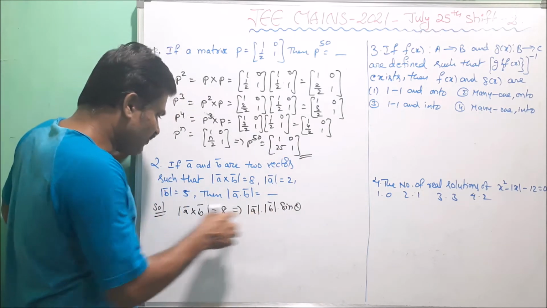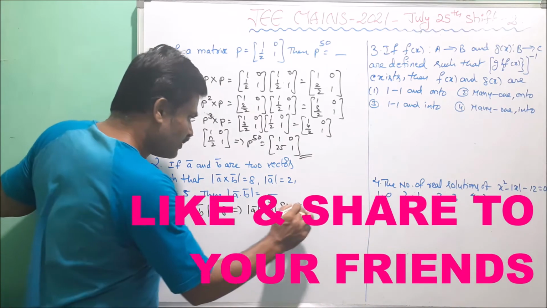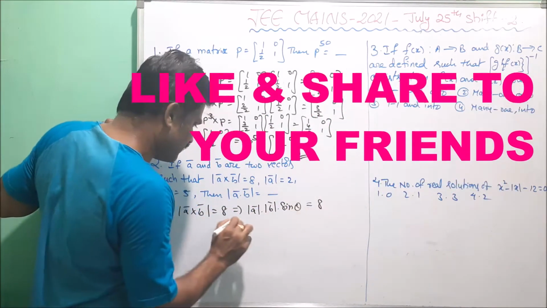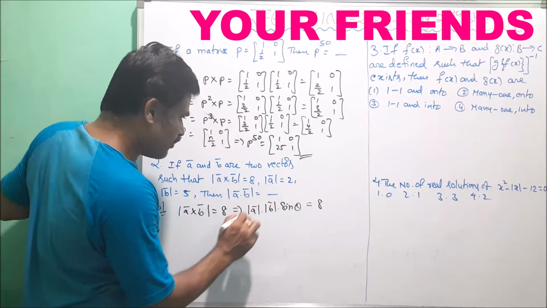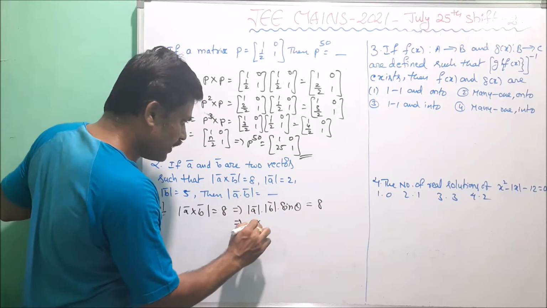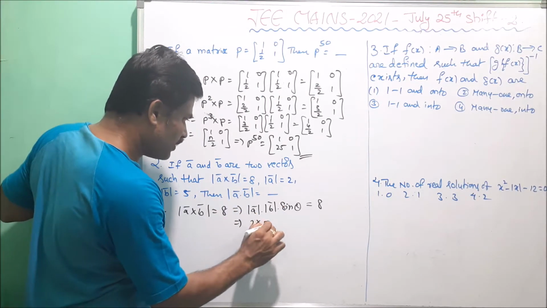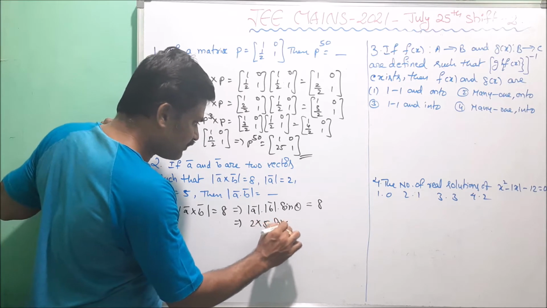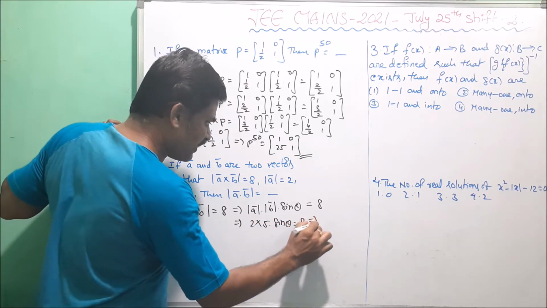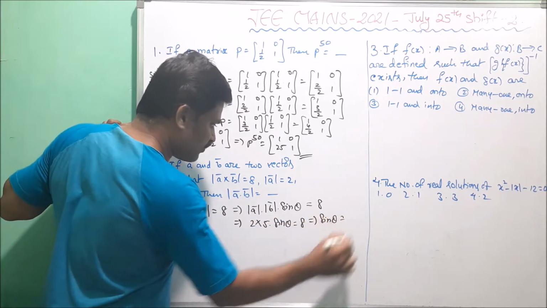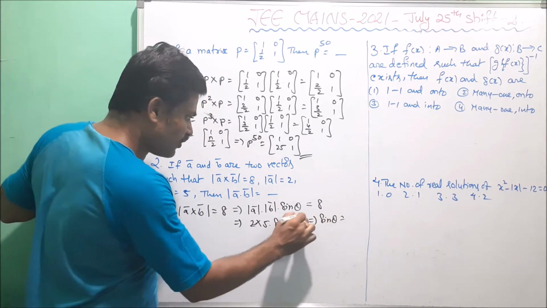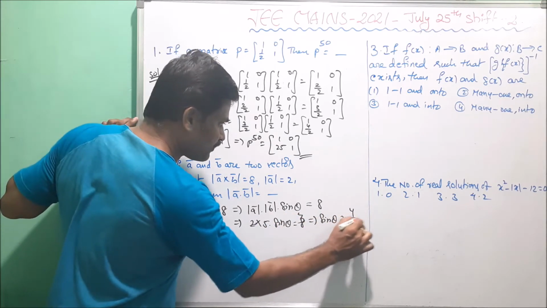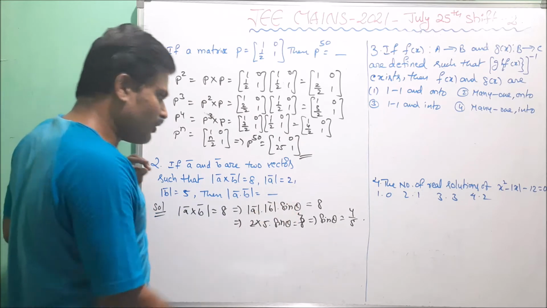So this is the formula for a bar cross b bar, that value is given, that is 8. Now we write mod a bar, already given 2, into mod b bar, which is 5, into sin theta equals 8. From this we find sin theta: 2 into 5 is 10, 8 by 10, that is 4 by 5. So sin theta is 4 by 5.